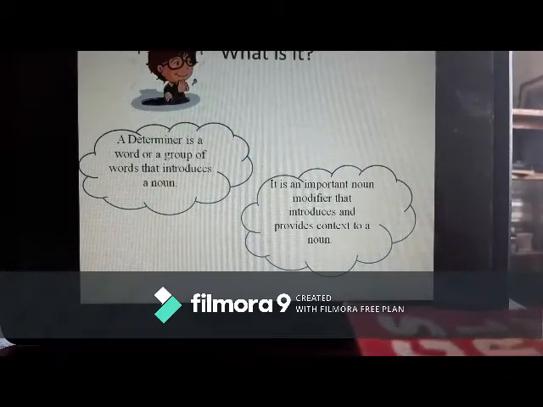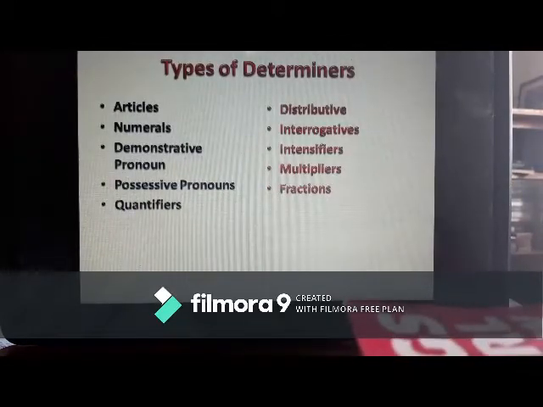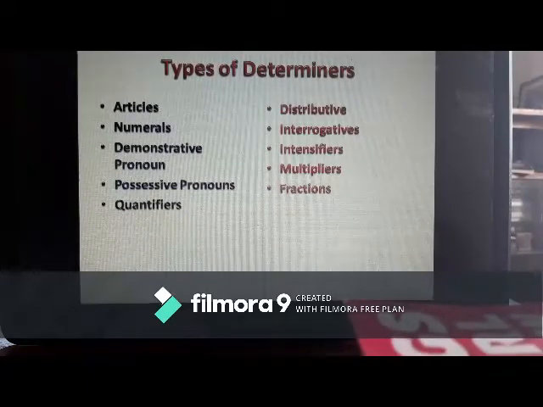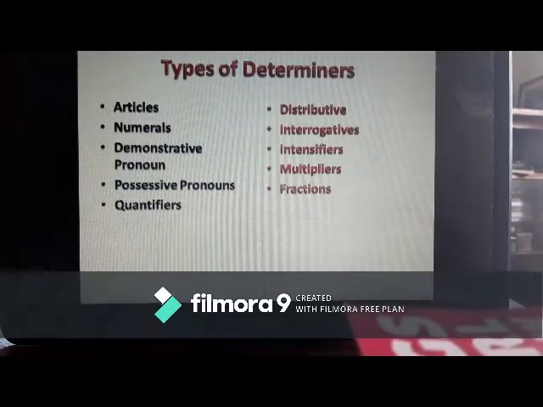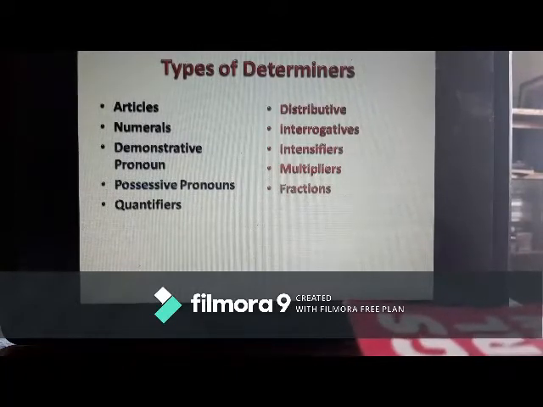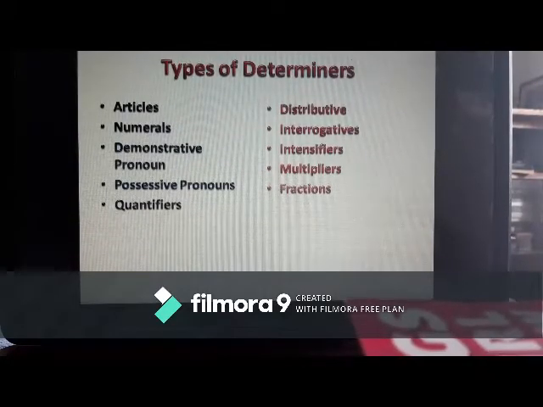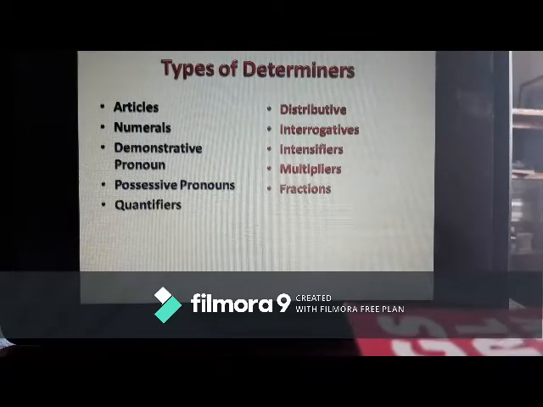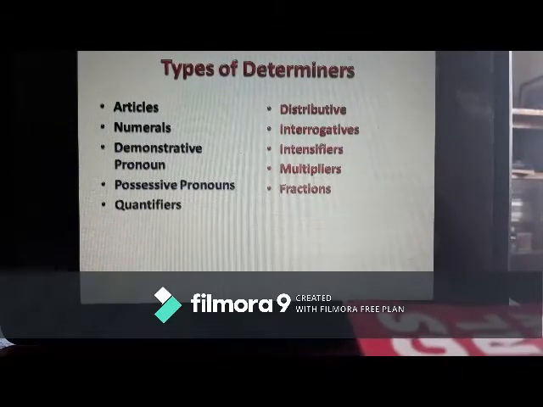Okay, going to the next one, we will be learning that there are different types of determiners, right? Determiners are clusters of words which modify the noun and introduce the noun. There are different categories of determiners, and there are a total of 10 categories or types of determiners.